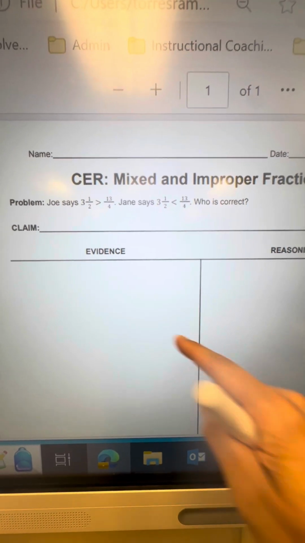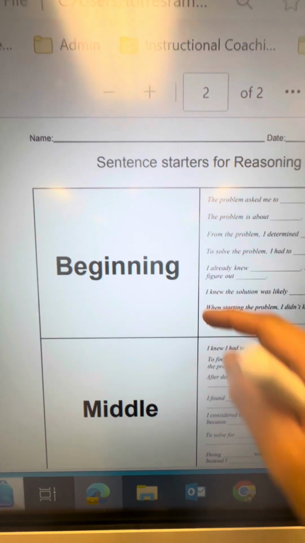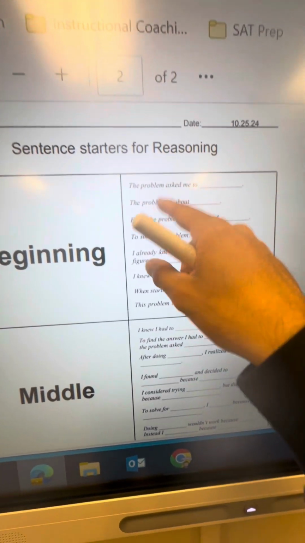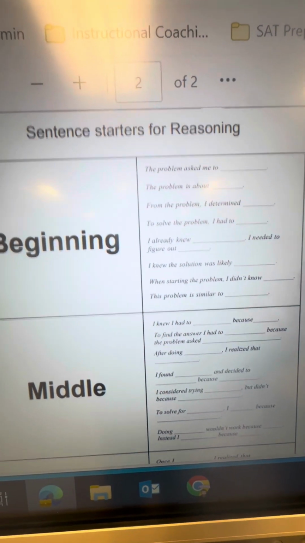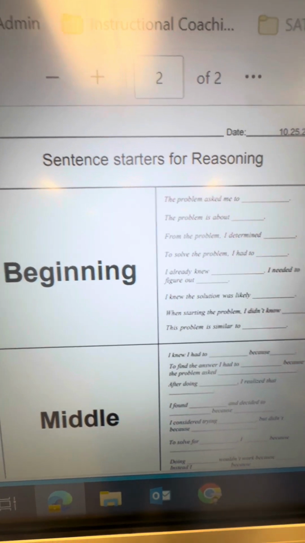I'm going to walk you through writing a claim, evidence, and reasoning for this question here. And then for the reasoning, which is the most difficult part, I'm going to show you this tool or this graphic organizer that includes sentence starters for reasoning. So I'm going to show you how you can use this to help formulate your reasoning.